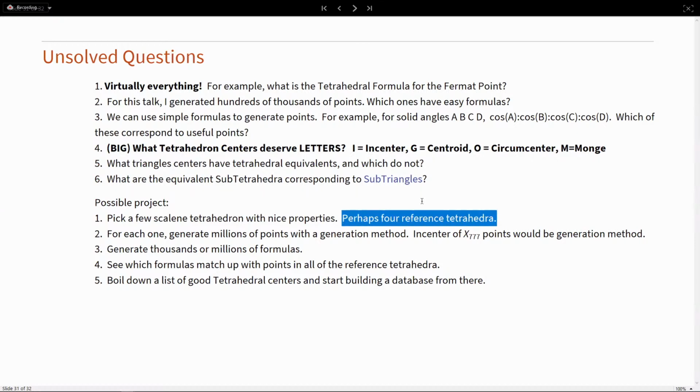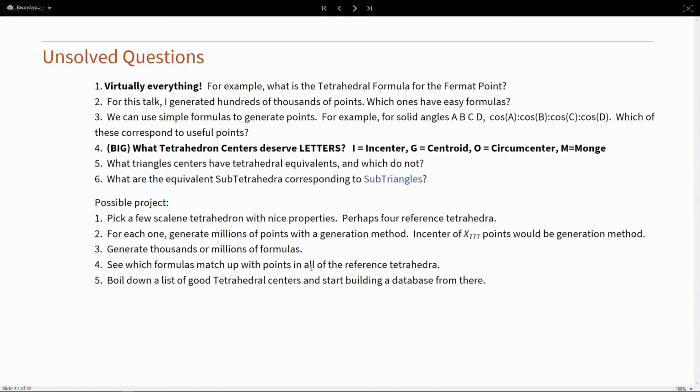But for the project, we would have, say, 4 reference tetrahedra. Then for each one, we'd generate millions and millions of points. And for each one, we'd have a generation method listed. For example, the incenter or the X99, X777 point would be a generation method. Then we'd have thousands or millions of formulas where we're just basically throwing things against the wall and seeing which formulas match up with points for all 4 of the reference tetrahedra.